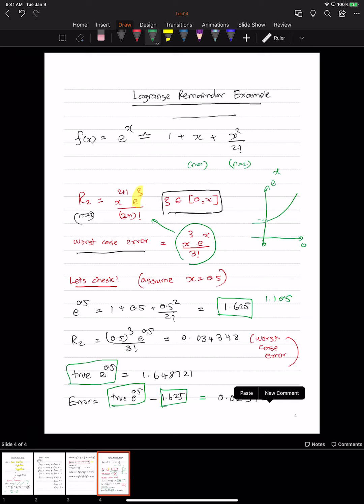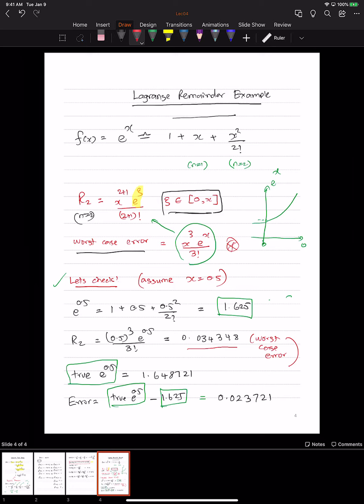Now let's check. Let's assume x is equal to 0.5. So e to the power 0.5 using 3 terms is 1 plus 0.5 plus 0.5 squared over 2 factorial. That comes to 1.625. R2, using the same formula, will be 0.5 to the power 3 times e to the power 0.5 divided by 3 factorial. That comes down to 0.034348, the worst case error.